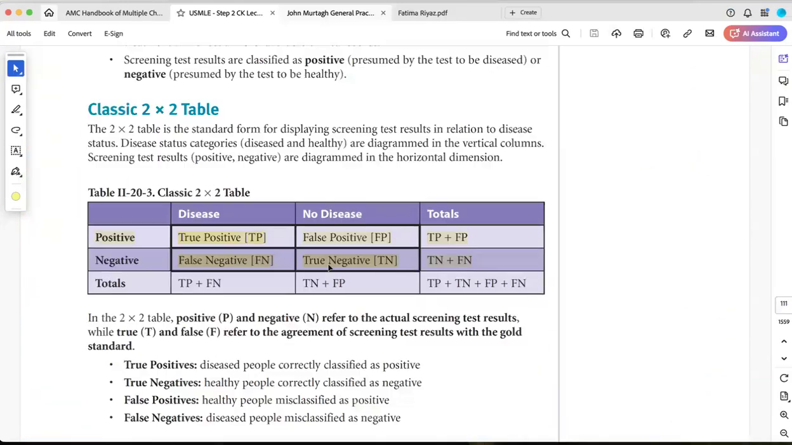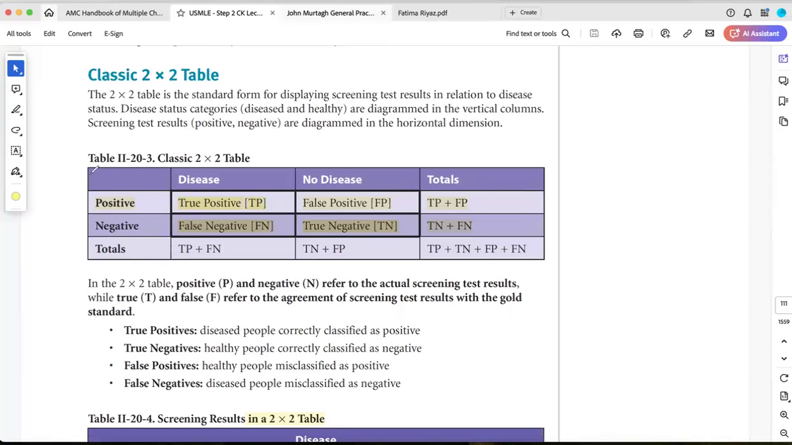So classic 2 into 2 table is like this. So in 2 into 2 table, if you look over here, there are a few things that we look into. So we look into diseased population and disease-free population. We look at test positive and test negative population. So first of all, the best way is to just memorize this table because it will come in handy in a lot of questions. Now, you need to understand what true positive, true negative means.